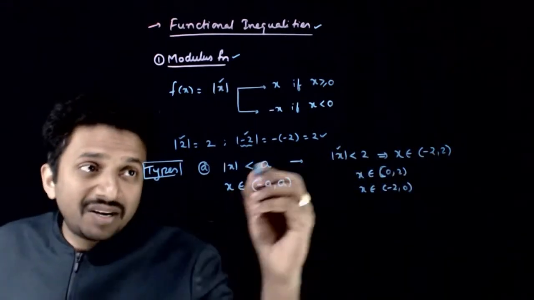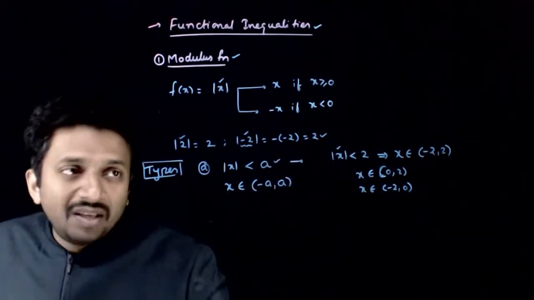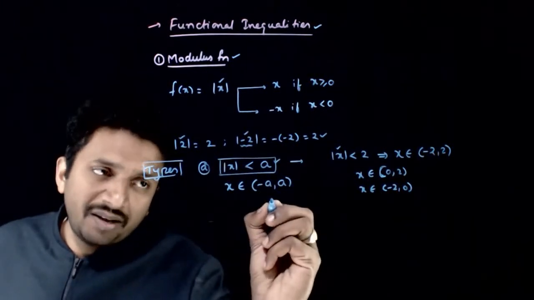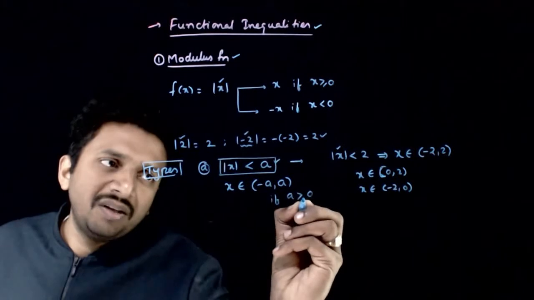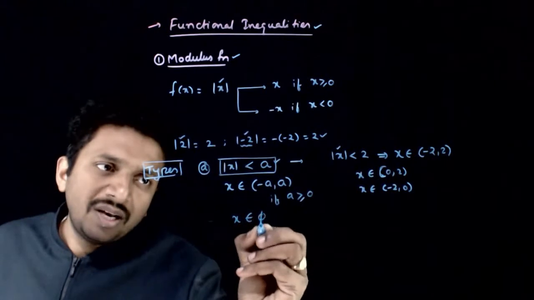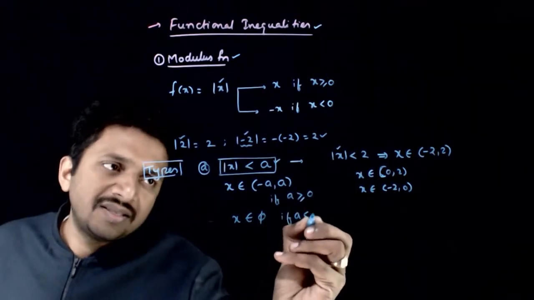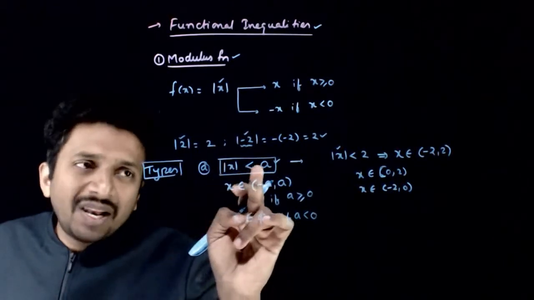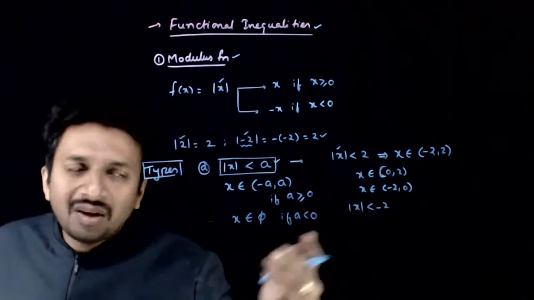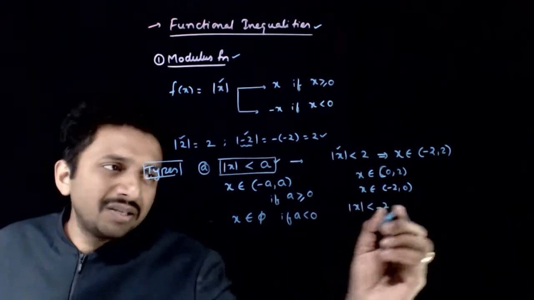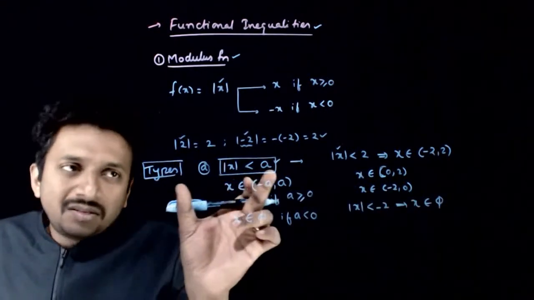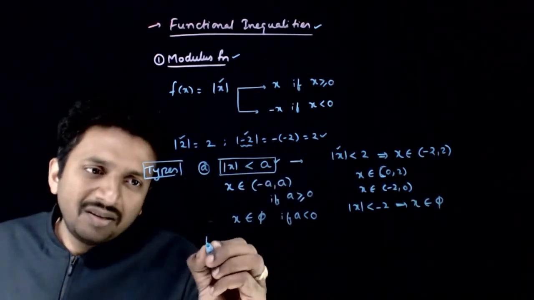You need to remember this. This is a very frequently asked inequality. If mod x is less than a, then x belongs to minus a to a, provided a is a positive number. And if a is negative, x belongs to the null set. Mod x can never be less than a negative number. If I say mod x is less than minus 2, mod x can never be negative, so how can it be less than minus 2? That means x belongs to the null set. There is no solution for this. So I hope you are clear about the first type of inequality.